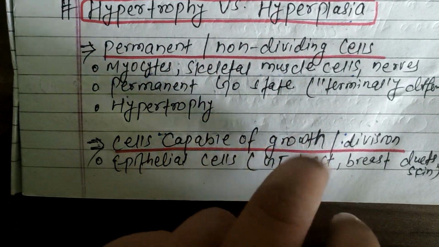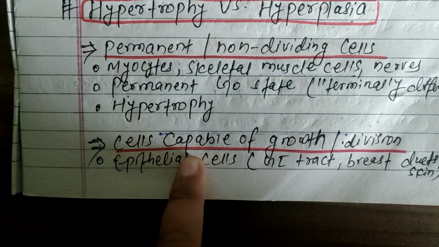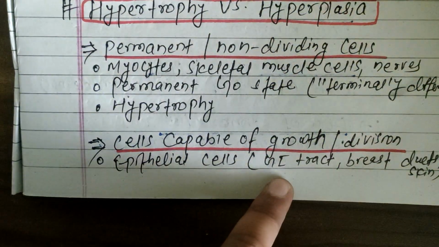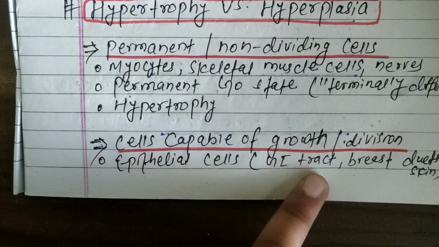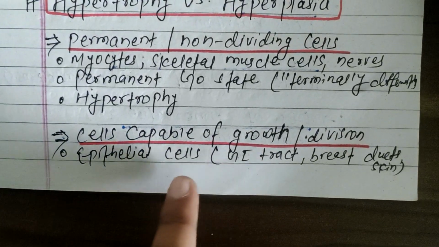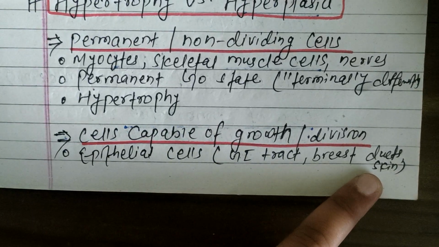And now let's talk about hyperplasia. In which cells does hyperplasia take place? In cells capable of growth and division. So hyperplasia takes place in cells which are capable of growth and division. These cells are the epithelial cells, epithelial cells in the GI tract, breast, ducts, or skin.